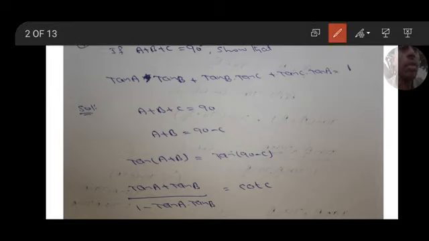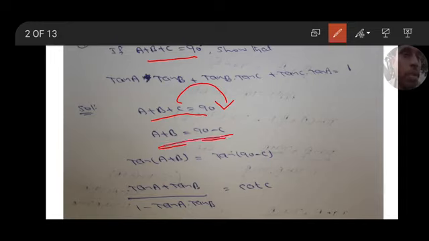Okay. So given a plus b plus c equal to 90 degrees, a plus b equal to what? c will go to this side, it is 90 minus c. Apply tan on both sides: tan of a plus b equal to tan of 90 minus c. So what is the formula? Tan of a plus b is tan a plus tan b by 1 minus tan a tan b.